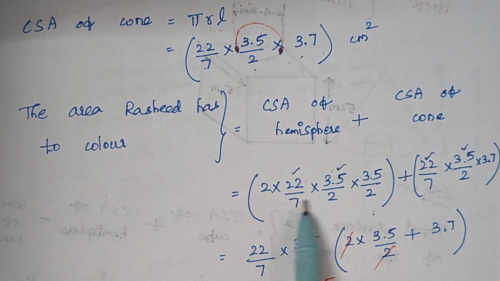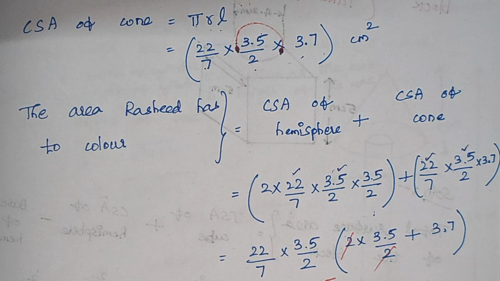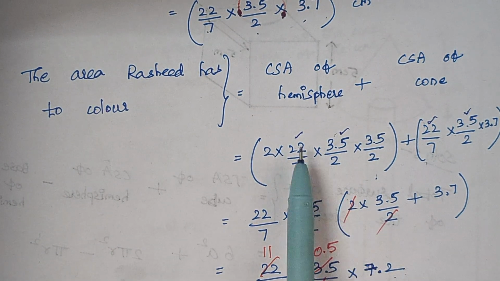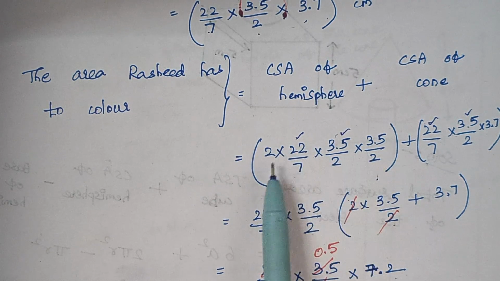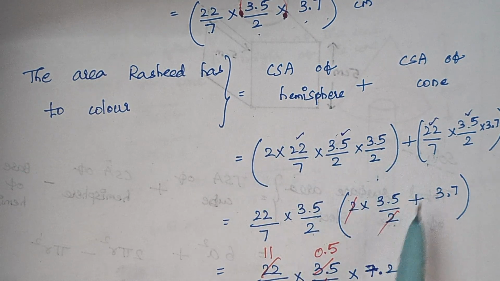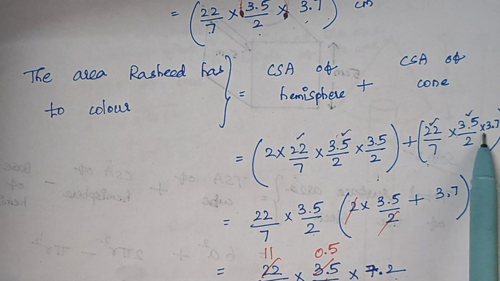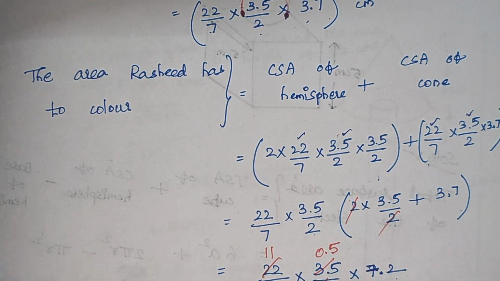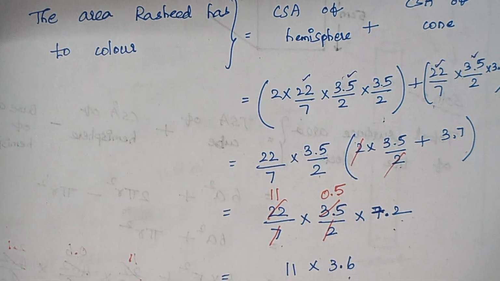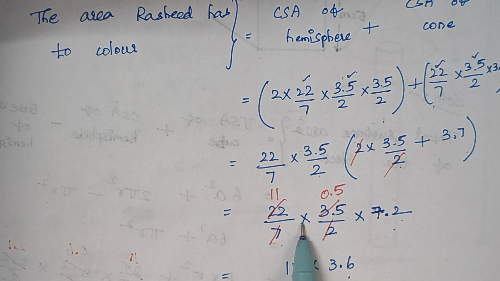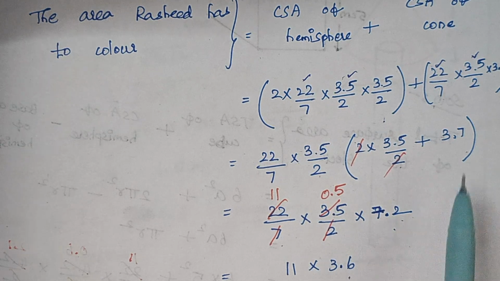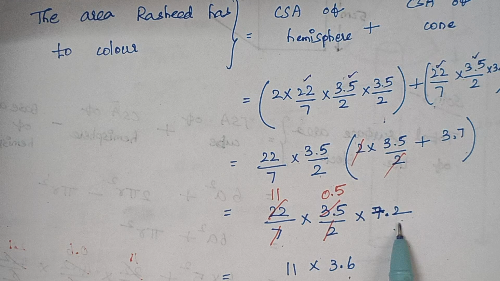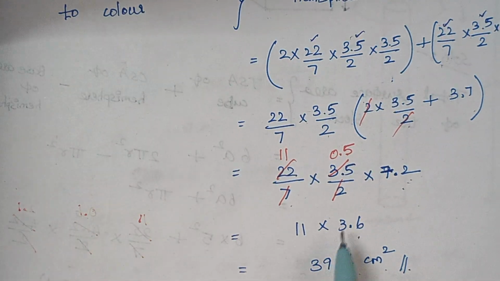So now when I take these two terms commonly outside, that is 22 by 7 into 3.5 by 2, the remaining terms are, in the first expression, 2 into 3.5 by 2, plus here it is 3.7. So this 2 and 2 cancel each other, and here finally we will be having 22 by 7 into 3.5 by 2 into 3.5 plus 3.7 gives you 7.2. Right. So here it is.